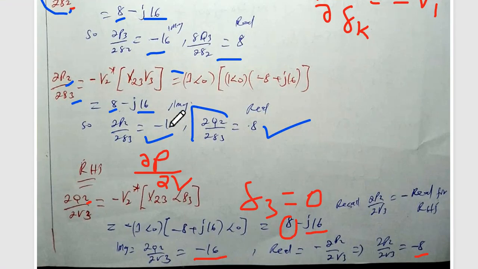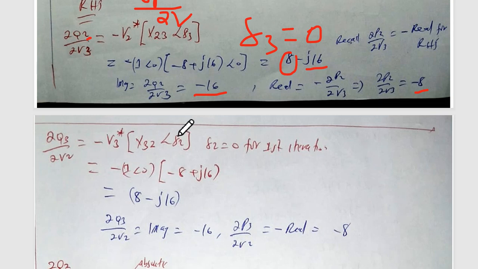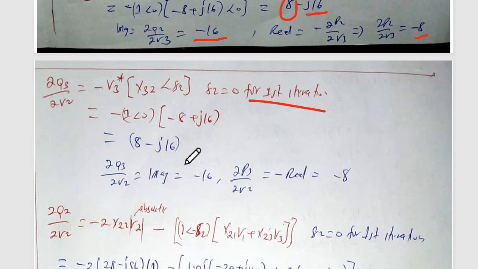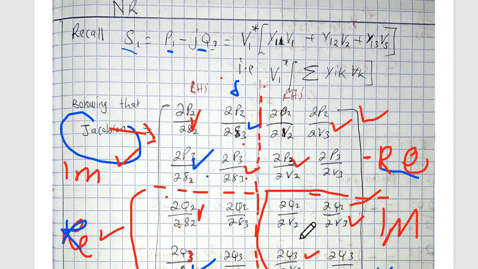It is a bit tricky. So we are still here. Partial Q3 partial V2 is negative V3 conjugate into Y32 at an angle del 2. Del 2 is 0 for first iteration. As usual, you'll get 8 minus j16. The imaginary will give you this, obviously taken with the sign. Then this one, to get partial P3, is negative real, so negative 8. So we'll have already found this, the one I just ticked. This one and that.